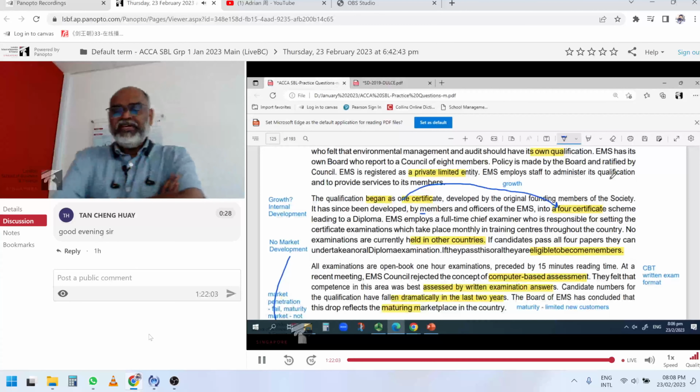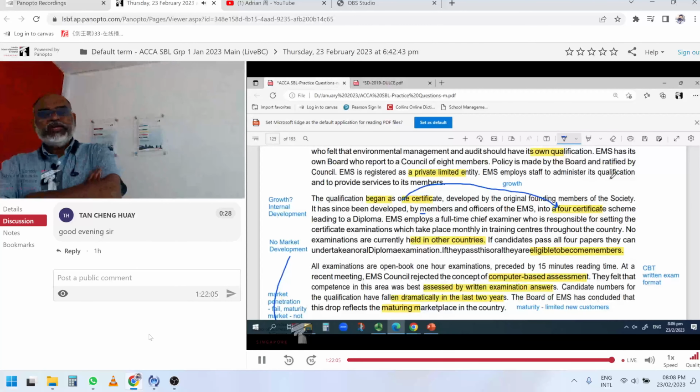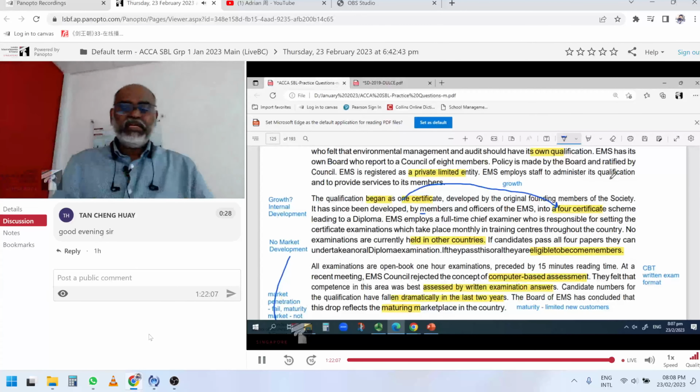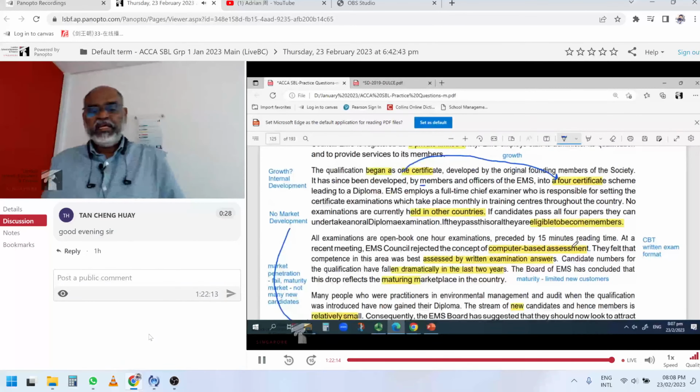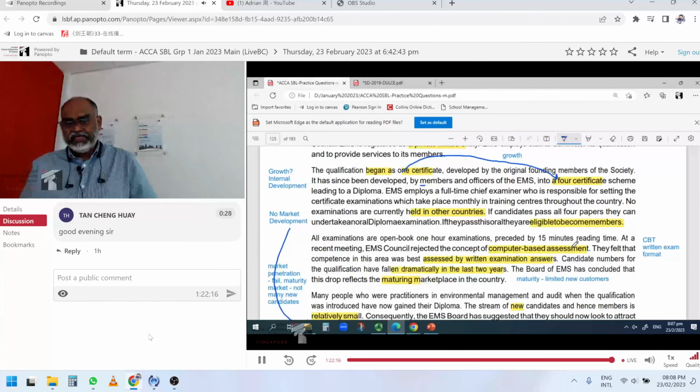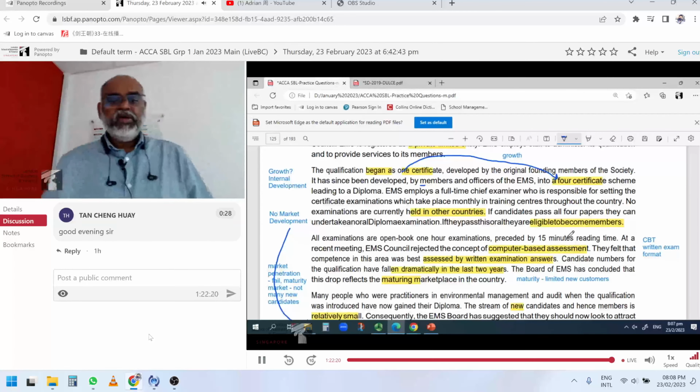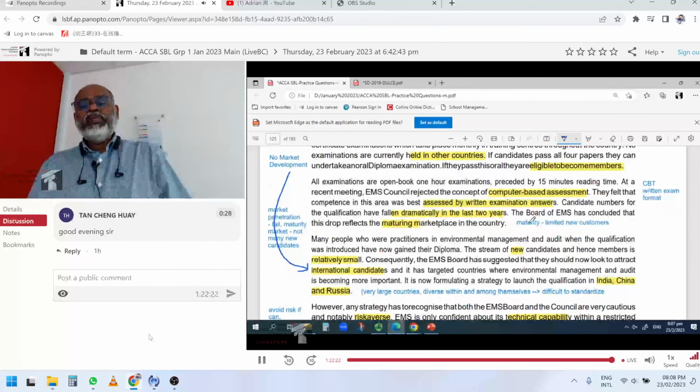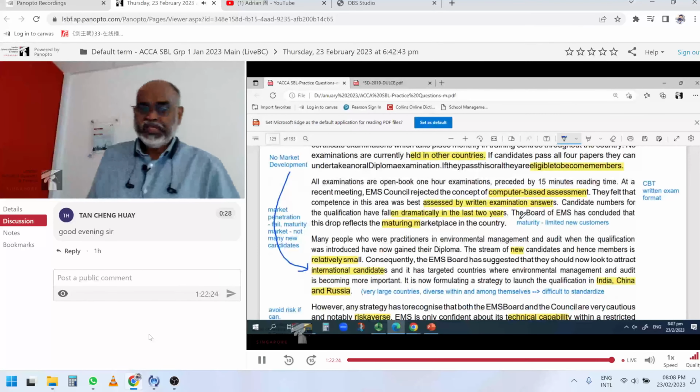which takes place monthly in training centers throughout the country. No examinations are currently held in other countries, so there is no market development yet. If candidates pass all 4 papers, they can undertake an oral diploma examination. If they pass, they are then eligible to become members. All examinations are open book, 1-hour examinations preceded by 15 minutes reading time.